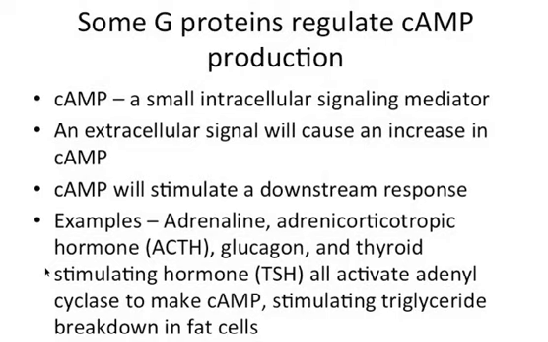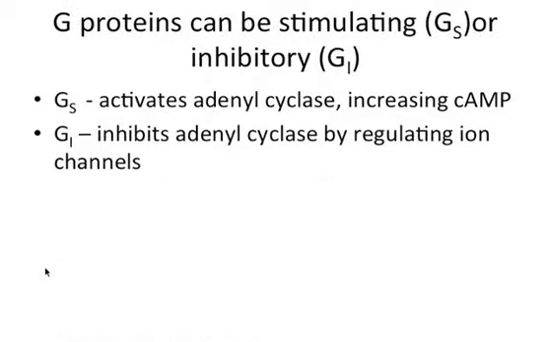And some examples of signaling molecules that work this way are adrenaline, adrenocorticotropic hormone, glucagon, thyroid stimulating hormone. A lot of hormones work this way, and also a lot of signaling involved in more like physiologic responses work this way. So let's see a picture that helps.